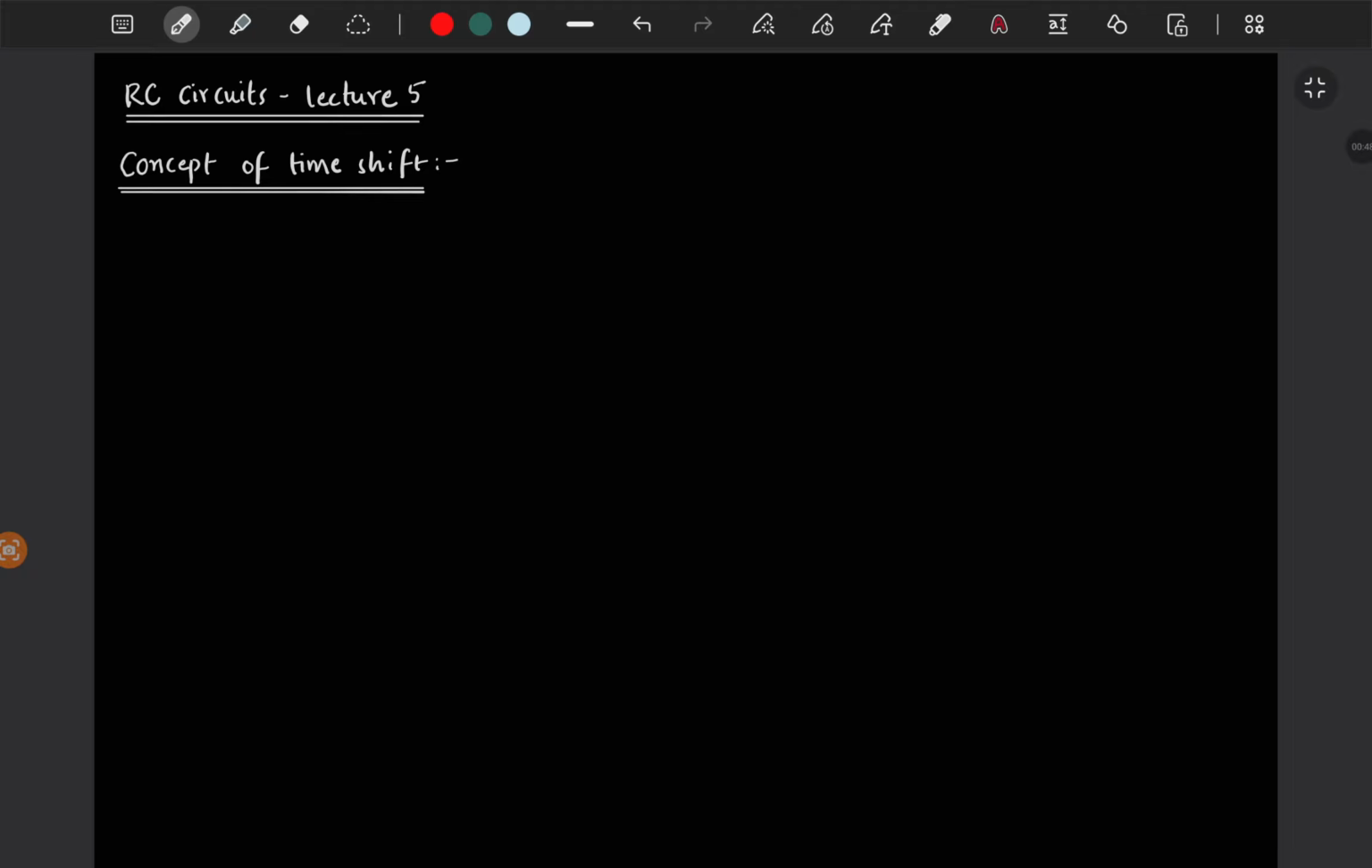So in this lecture, I am going to discuss mainly about time shifting of the waveform, which was confusing for some of the students. So I want to clarify in this lecture, and also I want to discuss some more first order RC or RL circuits. So we will start now.